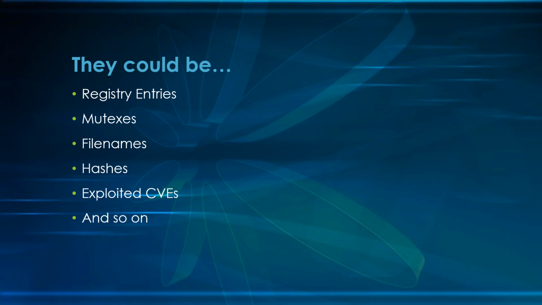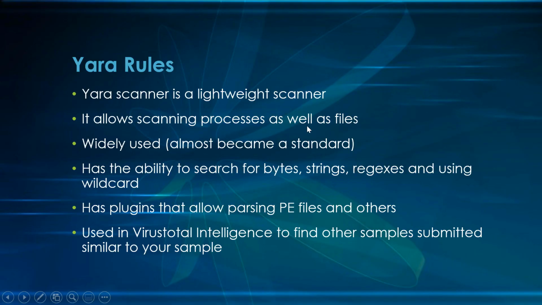Some of these indicators of compromise, as we said, are registry entries, mutex, file names, hashes, and exploited vulnerabilities, which mostly have a number called a CVE number, and so on. Also, what can help is YARA rules. As we said, hashes can change and some attacks are fileless, and with all of this, YARA rules come in handy to detect these attacks.